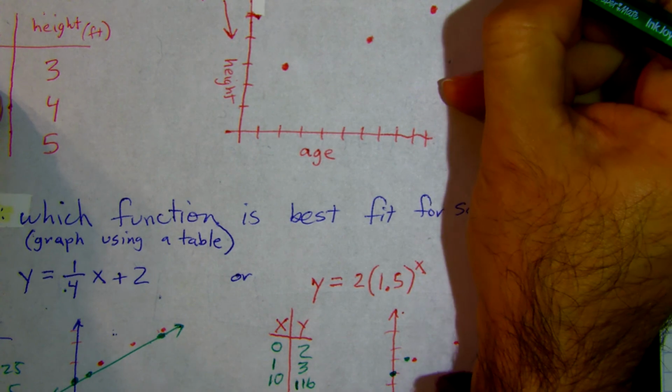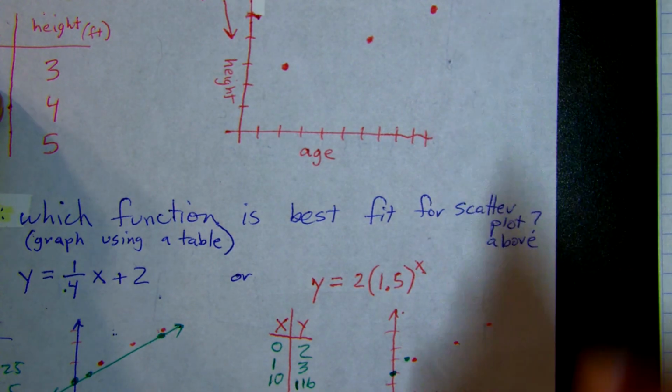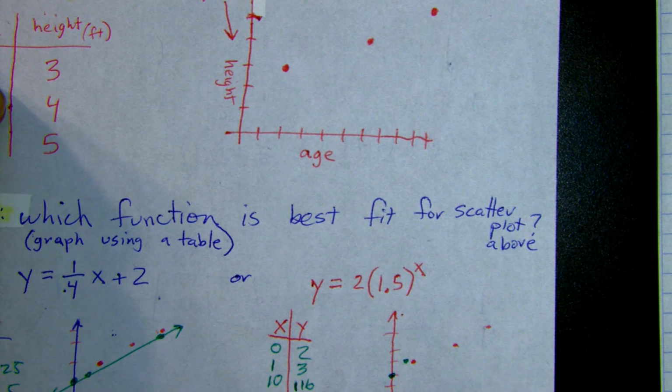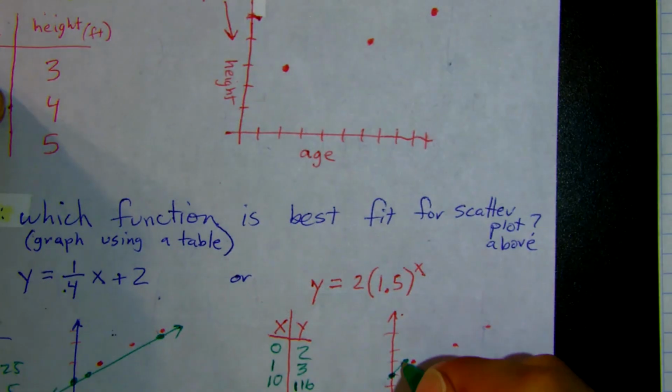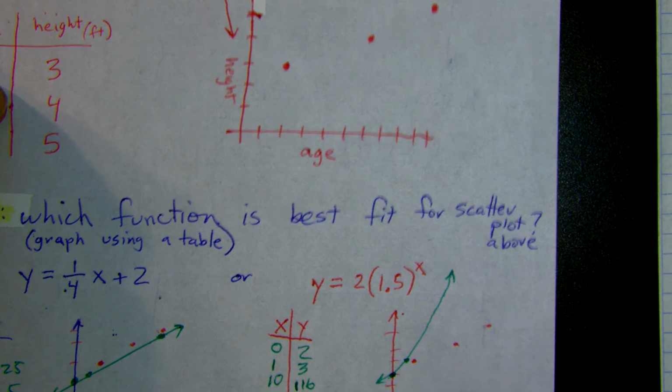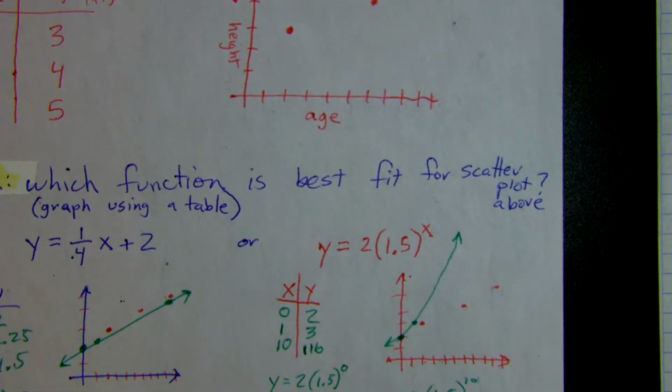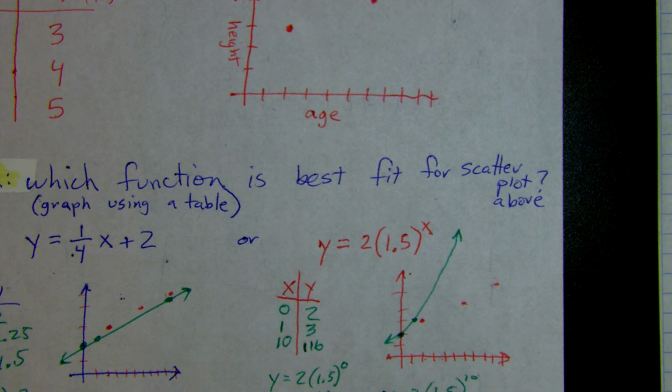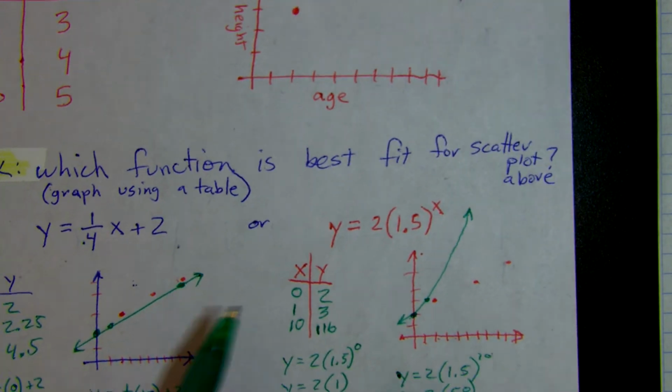You see what I mean? We're just getting an idea of what the function looks like. I know that at 10, it's way the heck up there at 116. Where this one at 10, it was just at 4.5. Okay. So I know that this is definitely not fitting very well. Do you see why this doesn't fit as well?